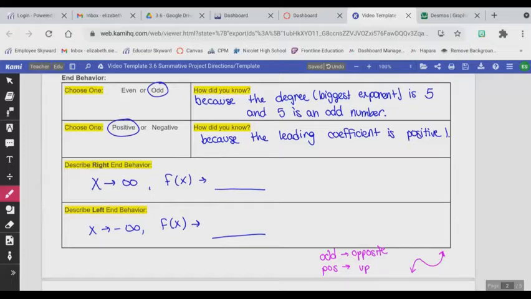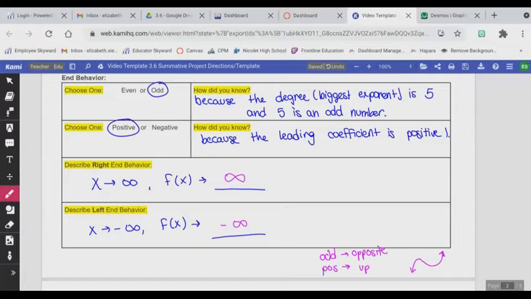So if I look at my right side, my right half of my graph is going up. So the function's approaching positive infinity. And the left half of my graph is going down. So that's approaching negative infinity.